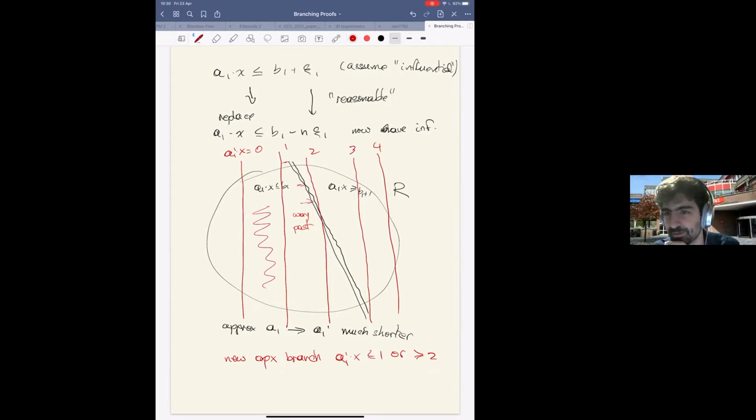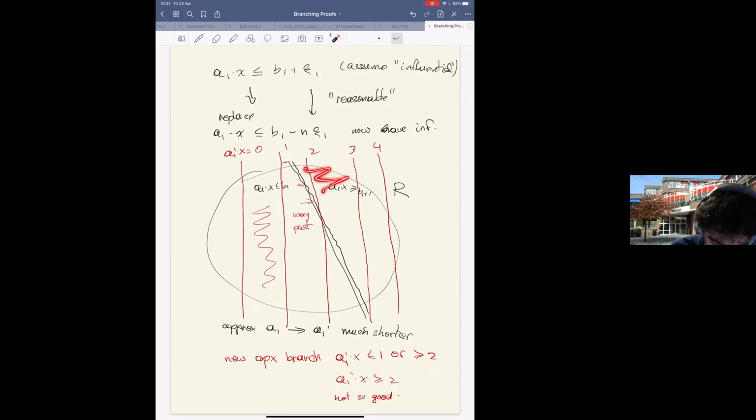On the other side, for A1 prime x greater than or equal to 2, it's not so good. Because here I cut through, I would need to be here, but I'm only doing kind of good at this part, and on this part I'm including all sorts of stuff that wasn't there originally. This is the original branch. So I'm doing good on the top and bad on the bottom. But you can see that if I move by just one, so I change 2 to 3, for example, then I do way better than what I needed to do.